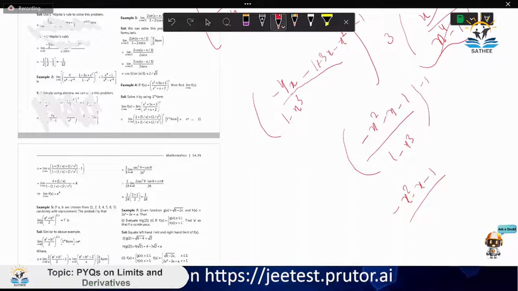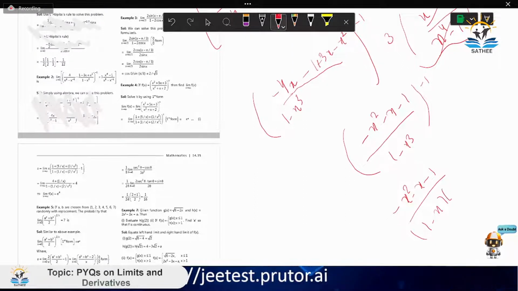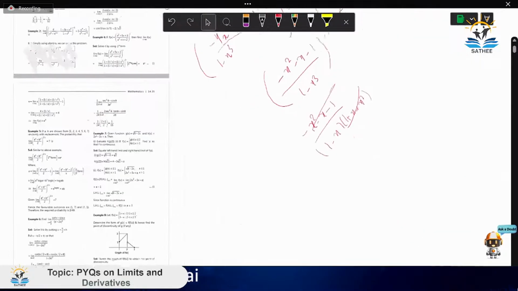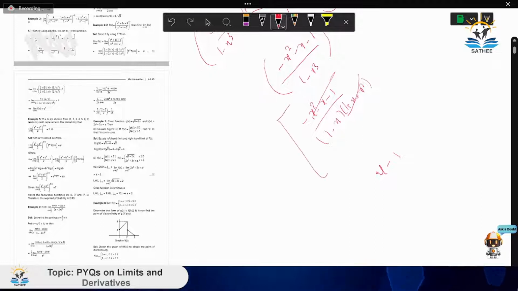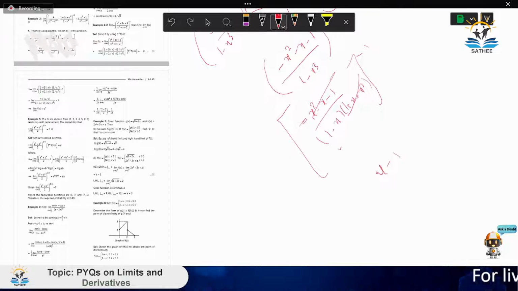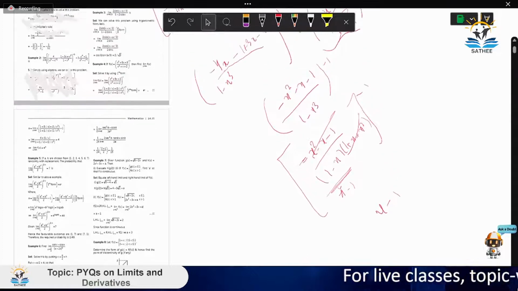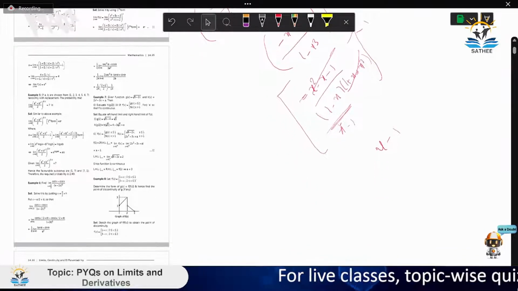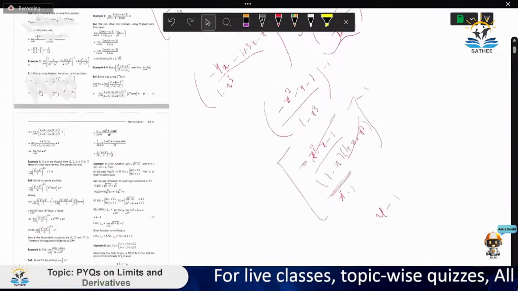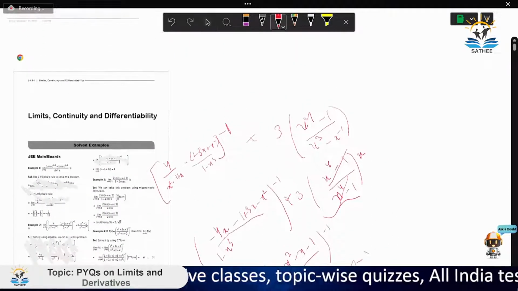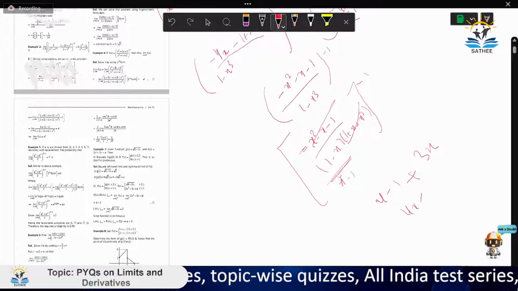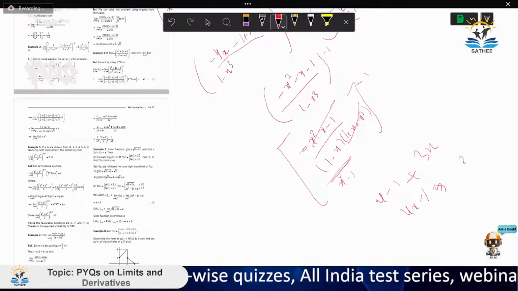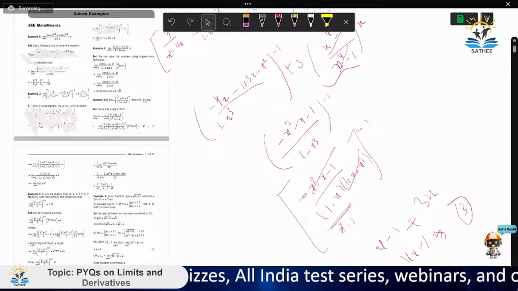Let me use an eraser once again. And I'll be left with 1 minus x, 1 plus x plus x square. And I'll cancel this out. And I'll be left with x minus 1, and this is whole to the power minus 1 again. So I'll cancel this. I'll remain with a negative sign, and this negative sign multiplied down would give me x minus 1. And taking the power minus 1 would give me x minus 1. So x minus 1 plus 3 times x gives me 4x minus 1. And taking x equals 1 would give me 3. So I get my answer as 3.